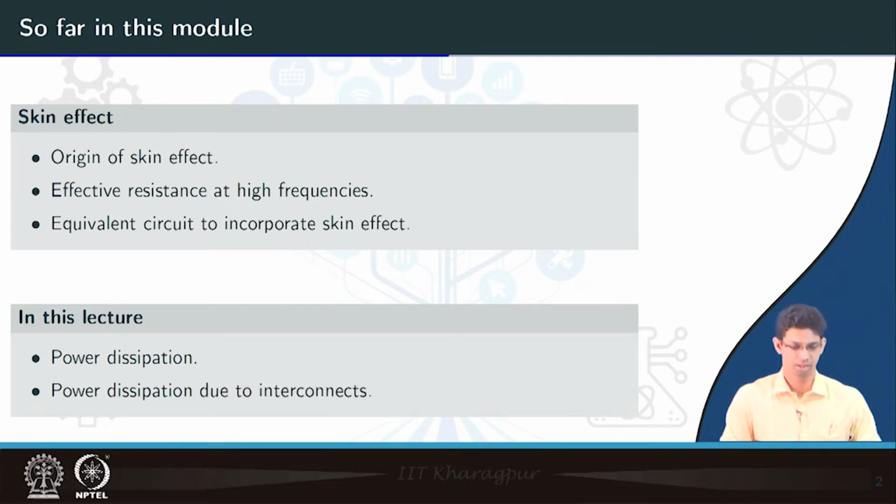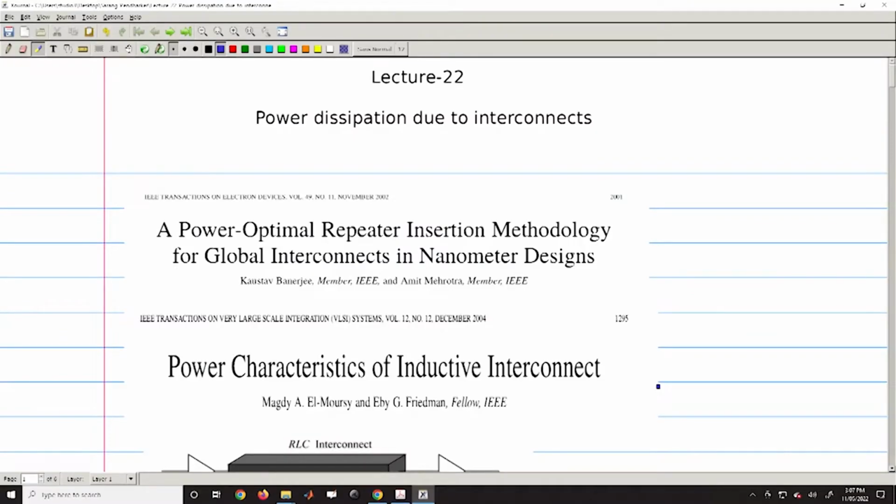So today we will discuss power dissipation due to interconnects. The title of this lecture is power dissipation due to interconnects. I am emphasizing due to interconnects because all the power dissipation that we will discuss in this lecture and the next lecture will not necessarily be in the interconnect. It will be in the interconnect and also in the adjacent devices due to the presence of this interconnect. So how that works we will discuss in this lecture.